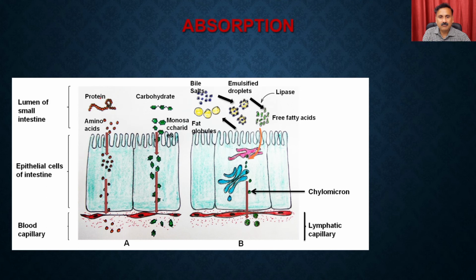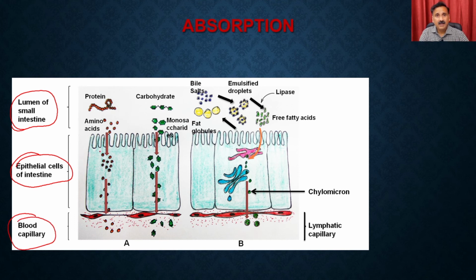Like for example, the proteins. So you see here, right? So you have the three components. One is the lumen of the small intestine, then we have the epithelial cells, and then we also have the blood capillary. So these are the three partners, or three active members, which are actually going to participate.